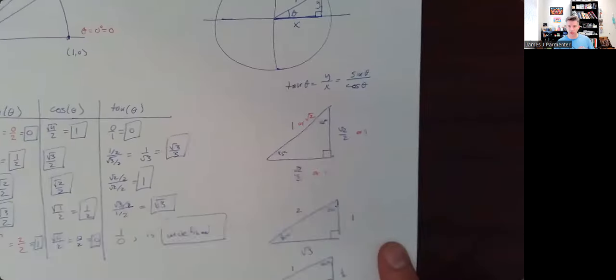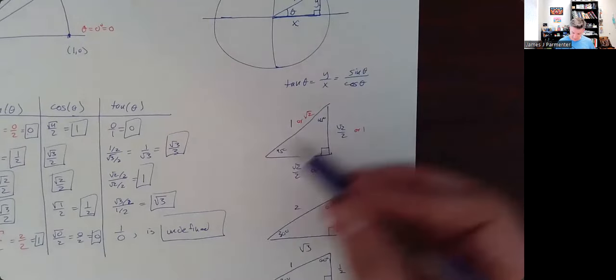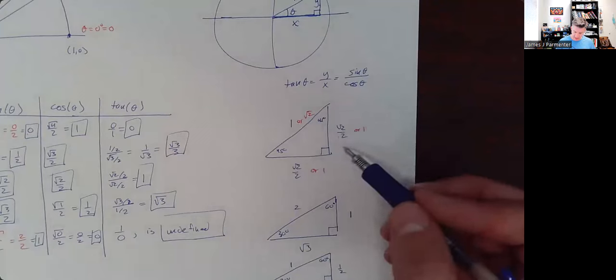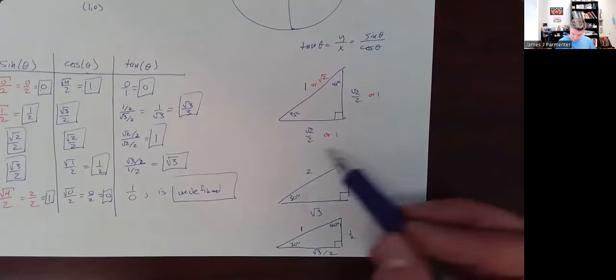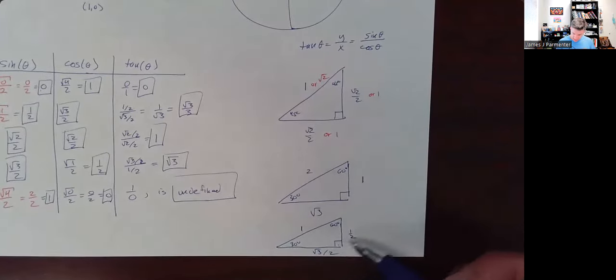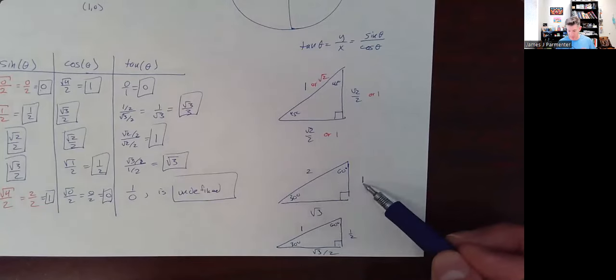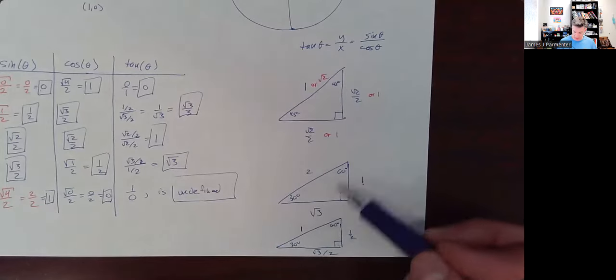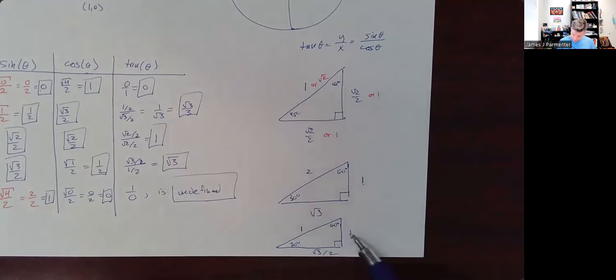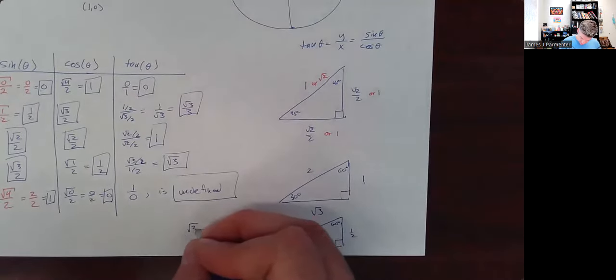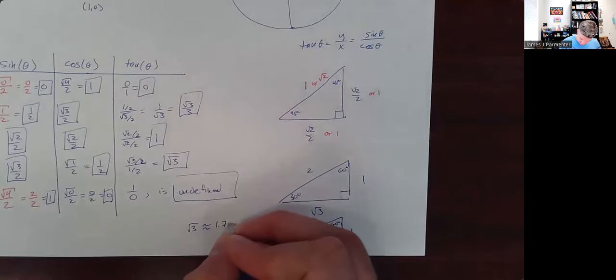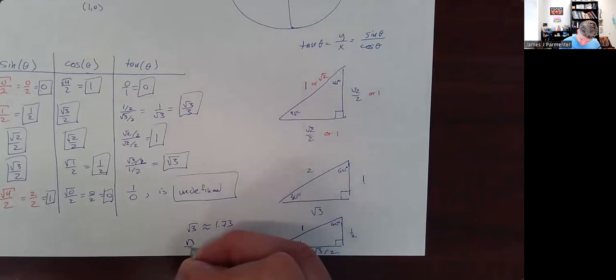So there are your special triangles, right? 45, 45, 90. These two legs should always be the same. Hypotenuse is bigger. 30, 60, 90, or 60, 30, 90. Opposite 30 is the smallest. Opposite 90 is the biggest. Opposite 60 is the medium. Just for reference, the square root of 3 is approximately 1.73. So the square root of 3 over 2 is approximately 0.86.